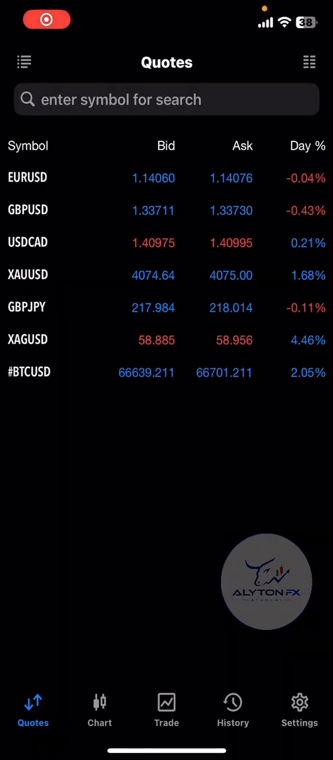The next step is stop loss, which is also called SL. Stop loss is a level or price where your trade will automatically close if the market moves against you. Its main purpose is to protect your trading capital and also prevent you from losing more money than you planned.